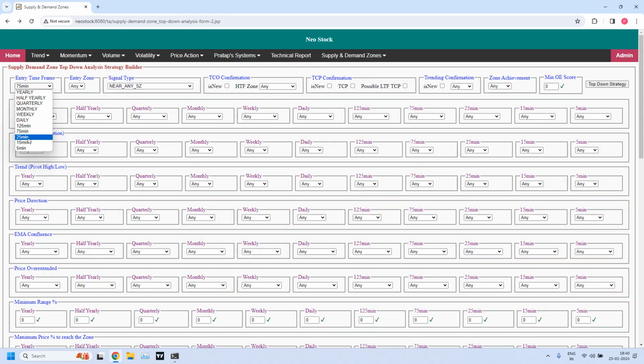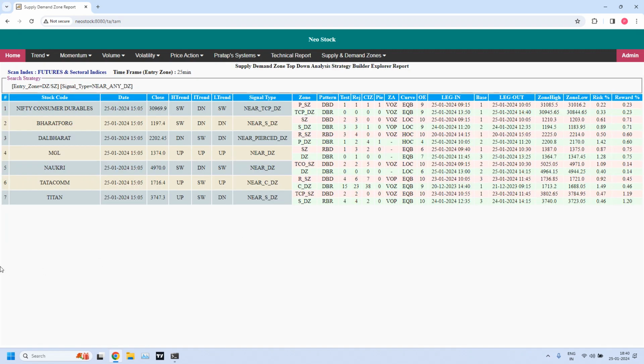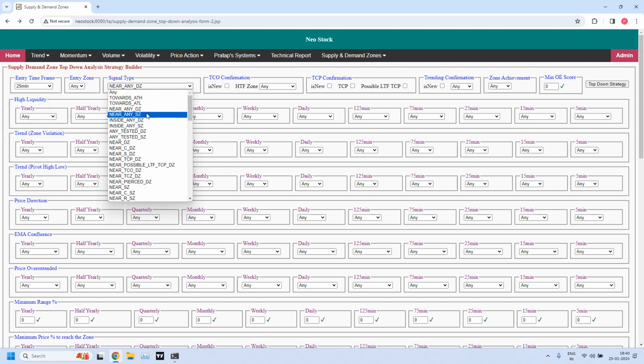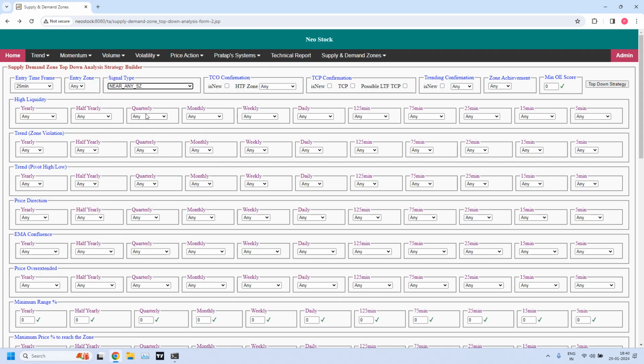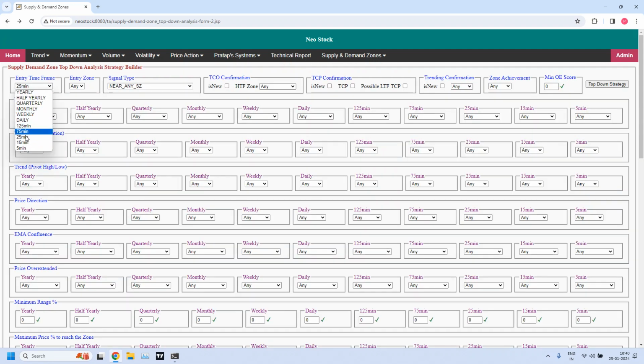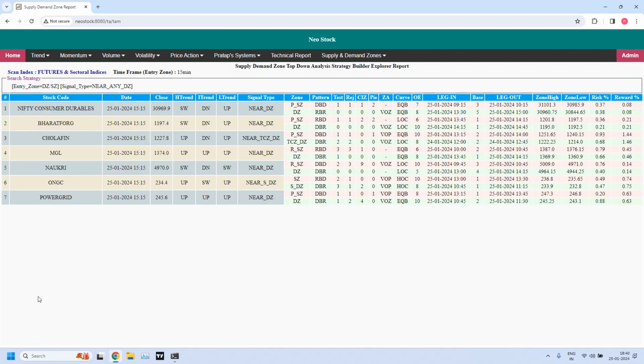Let us change the time frame to 25 minutes. Let us find the stocks near 25 minutes demand zone. So total 7 stocks are filtered. Let me go back. For entry time frame 25 minutes, let us find the stocks near 25 minutes supply zone. 7 stocks are filtered. So let me go back. Let me change the time frame to 15 minutes. Let us find the stocks near 15 minutes demand zone. These 7 stocks are filtered.